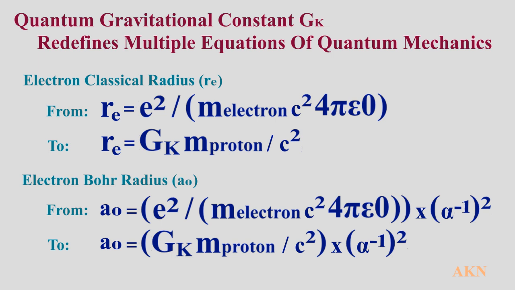And we can see also that in the reformulated equation of the electron Bohr radius emerges the gravitational energy quanta that is constituted by the quantum gravitational constant GK and the mass of the proton only, and the quantizer is the inverse of the Phi structure constant.